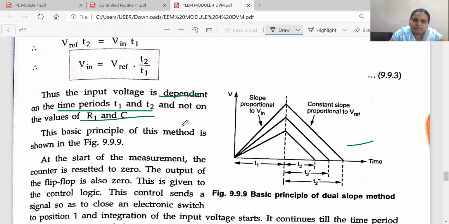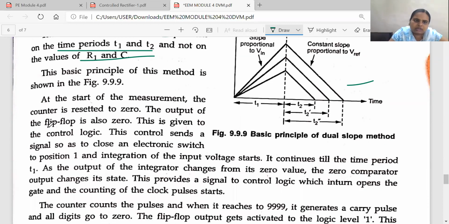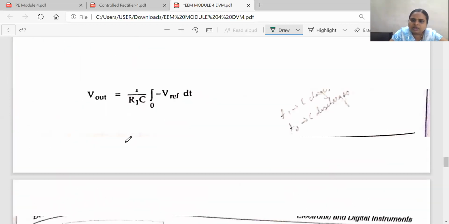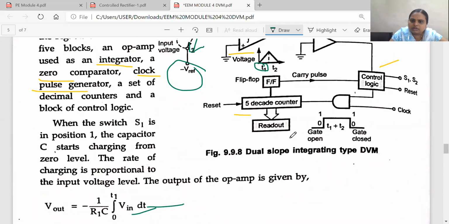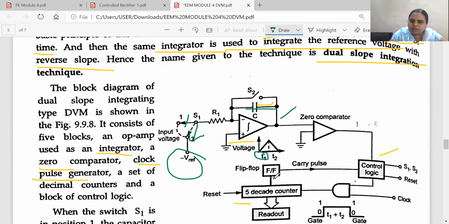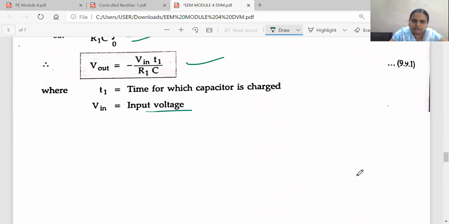Then at the start of the measurement, the counter is reset to 0. The initial value will be 0. We are giving a reset signal for that. Whatever value was there in the previous cycle, it comes to 0. The output of the flip-flop is also 0. This is given to the control logic, flip-flop and counters. After this, a signal is given to the control logic.